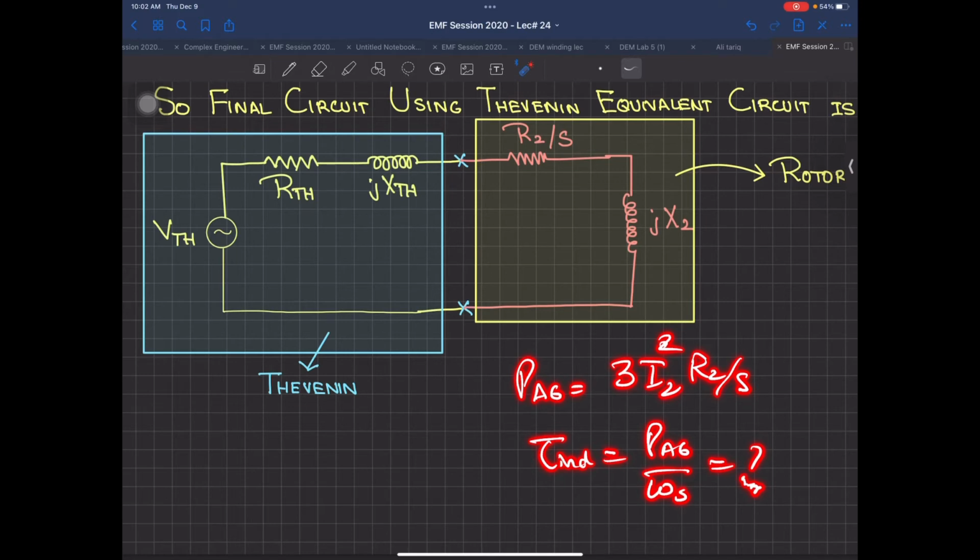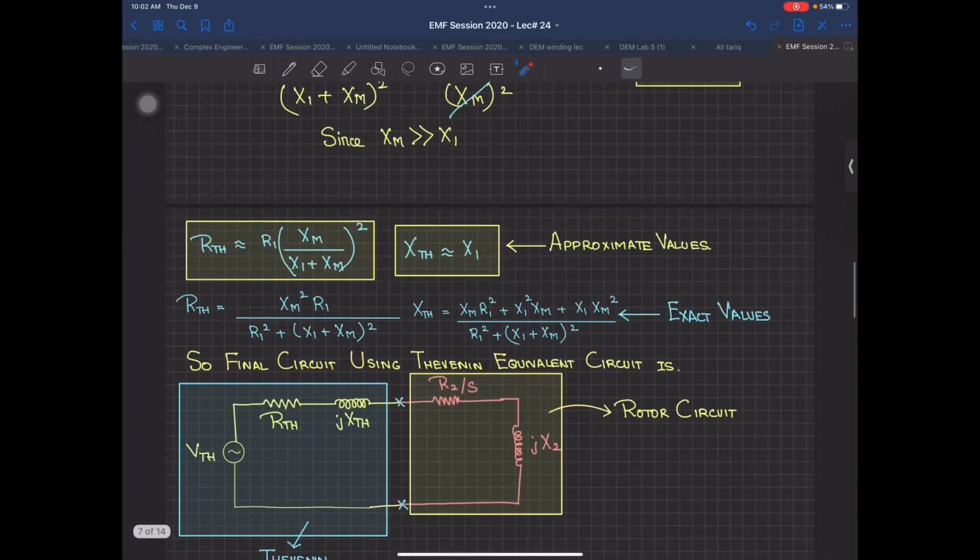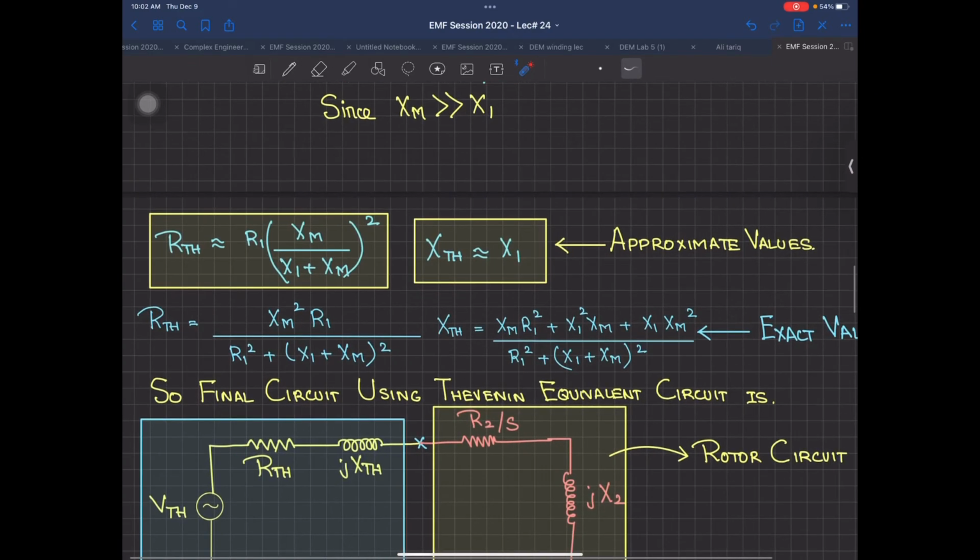So please see the marks of your question and then decide whether you have to use the accurate formula or the approximate formula. I have given these 2 over here. You can see this is the approximate formula, R Thevenin over here and X Thevenin over here.